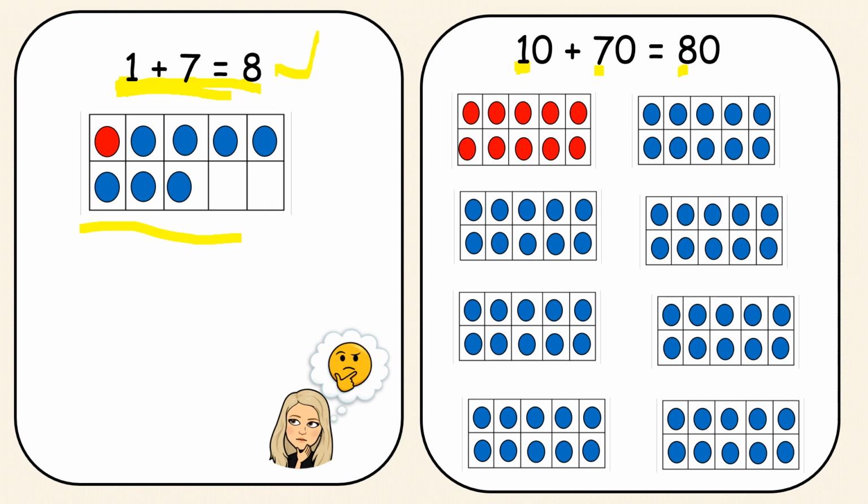But this 1 stands for one group of 10. This 7 stands for 7 groups of 10. And the 8 stands for 8 groups of 10. They're all in the tens house. So if you know that 1 add 7 is equal to 8, you know that 10 add 70 is equal to 80.